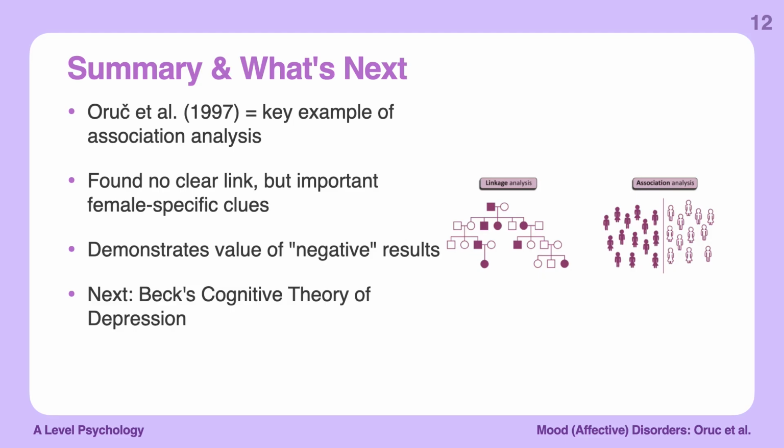Remember, this shows us that while genetics clearly plays a role in mood disorders, the relationship is complex and probably involves interactions between multiple genes, gender, and environmental factors. The key takeaway is that genetic research is harder than it might seem. You need large samples, careful controls, and an understanding that genes don't work in isolation. But studies like this one are building blocks that help us understand the complex puzzle of mood disorders. See you in the next lesson where we'll shift from biology to psychology.